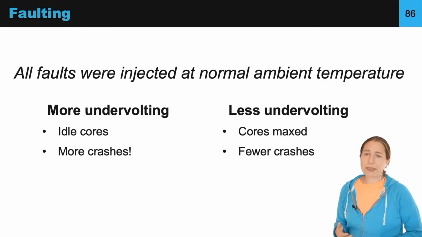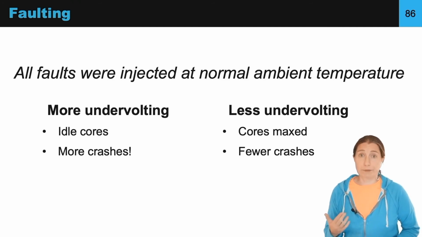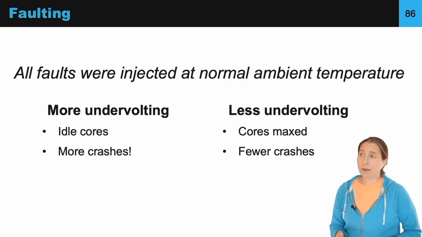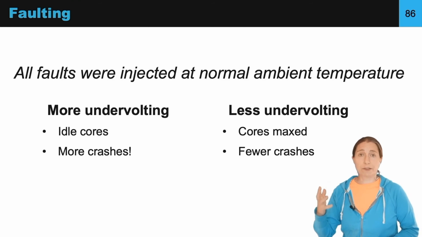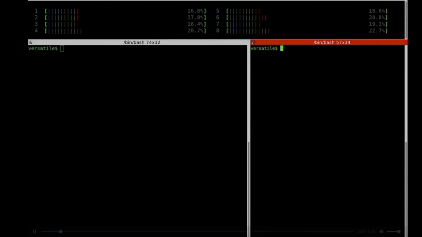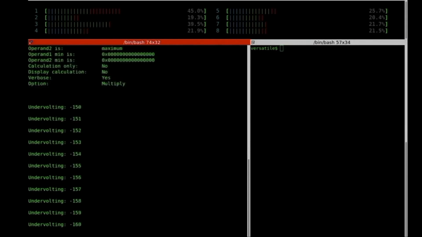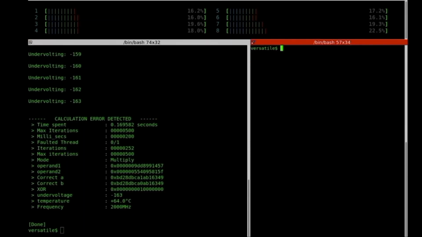We also found out that we were able to make a machine more stable by maxing out the cores, because you needed more undervolting when they were idle, and consequently I was getting more crashes. But if we maxed out the cores, then you needed less undervolting. Let's have a quick look at an example of that. Firstly, I'm going to run the multiplication while the cores aren't under a huge load. And we get our first fault at minus 163 millivolts.